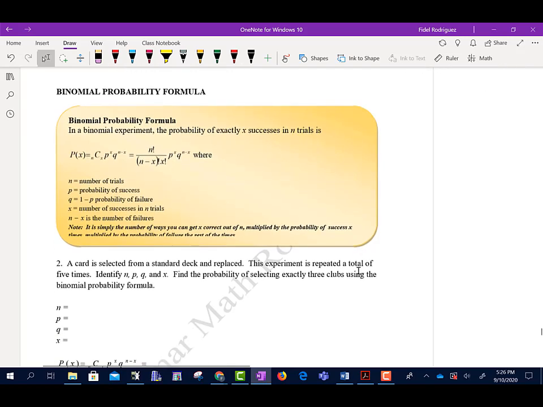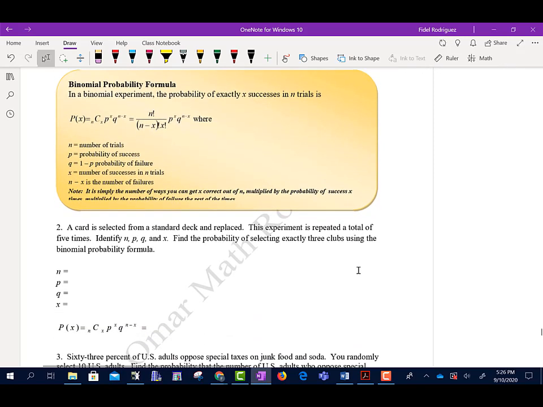All right. So we have something called the binomial probability formula. And it says in a binomial experiment, the probability of exactly x successes in n trials is given by this formula here: P(x) equals nCx times p to the power x, q to the power n minus x. It says where n is the number of trials, p is the probability of success, q is 1 minus p, the probability of failure, x is the number of successes in n trials, and n minus x is the number of failures, okay?